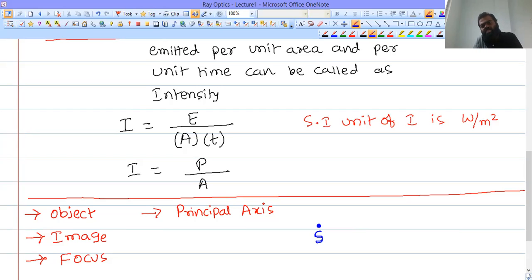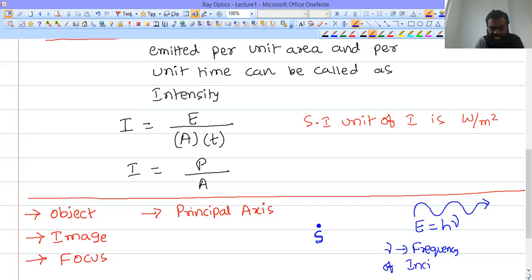Even in our house, we are providing electrical energy to the source, such that by using that electrical energy, light rays are emitted, so that we are getting light energy. And for this light energy, Max Planck explained a beautiful thing, that is Planck's quantum theory. He considered that a light ray will be in the form of a photon, and it has an energy E equal to h nu, where nu is the frequency of the incident light.